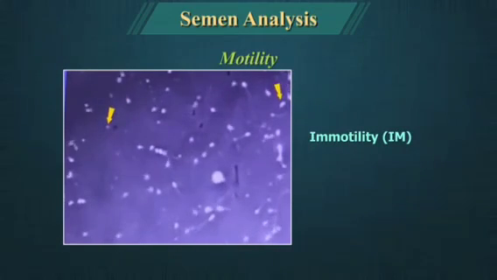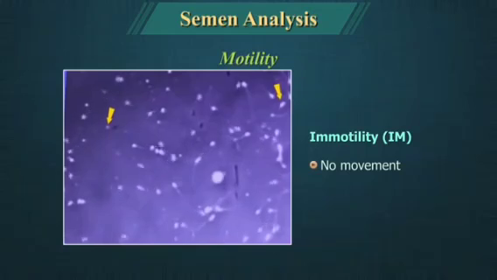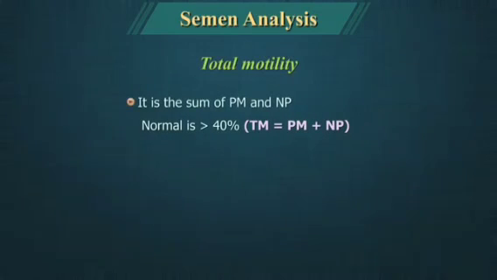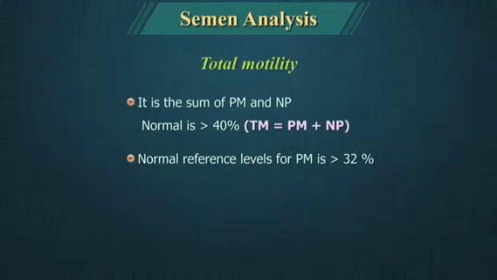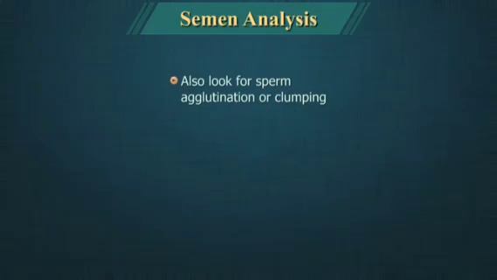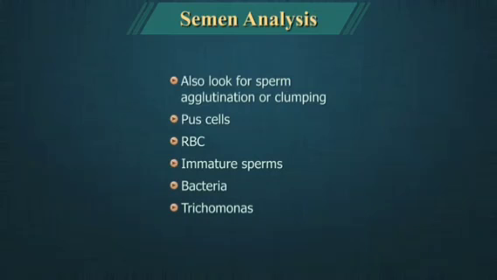Immotility: spermatozoa showing no movement whatsoever. Total motility is the sum of progressive motility and non-progressive motility, and it should be more than 40%. The normal reference level for progressive motility is more than 32%. Also look for sperm agglutination or clumping, presence of pus cells, RBCs, immature spermatozoa, bacteria, trichomonas, etc.